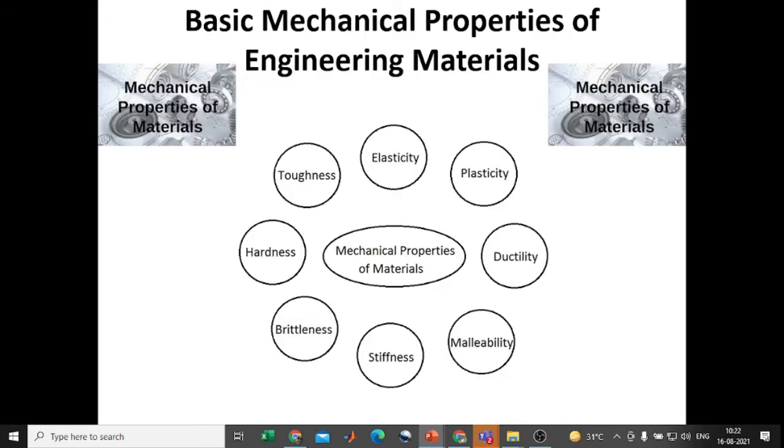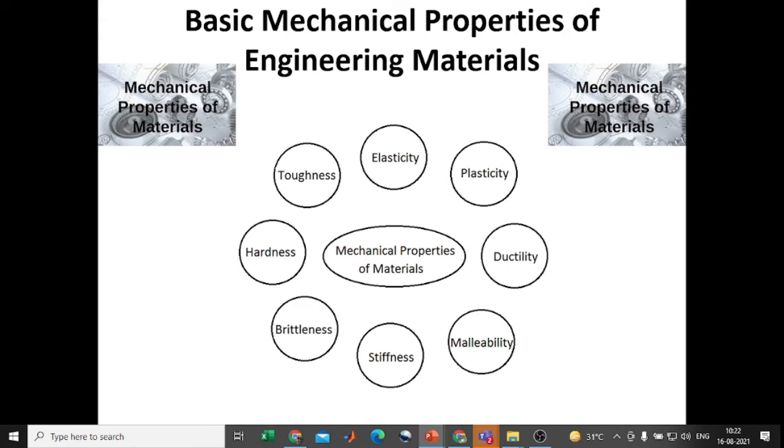After that, you should be aware of what the basic mechanical properties involved in engineering materials are. In the strength of materials subject, you may identify some more properties. I can explain again for your understanding. What are all the mechanical properties available with engineering materials? So the toughness, elasticity, plasticity, ductility, malleability, stiffness, brittleness, hardness. These are the properties every manufacturing engineer should be aware of for materials in applications.